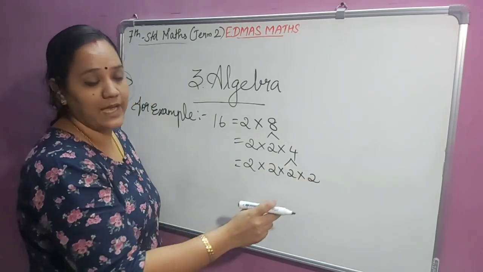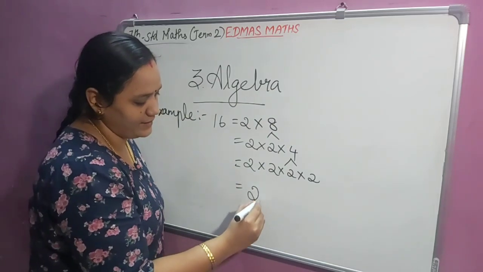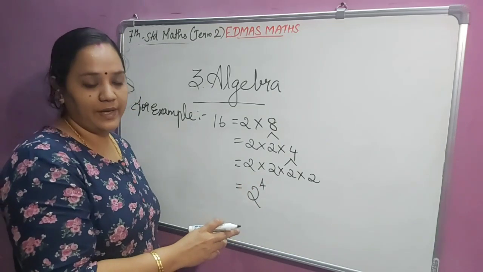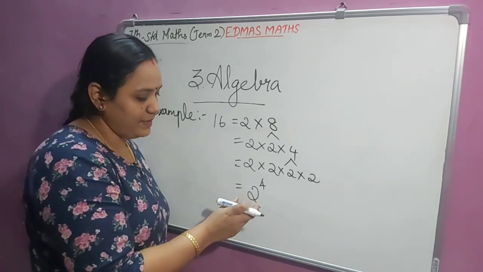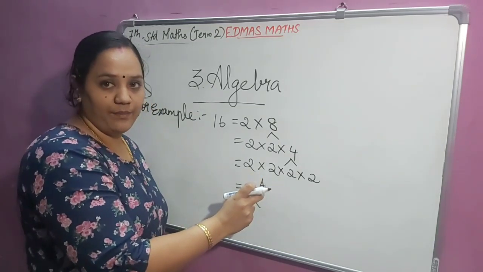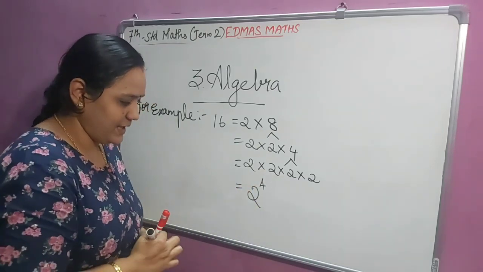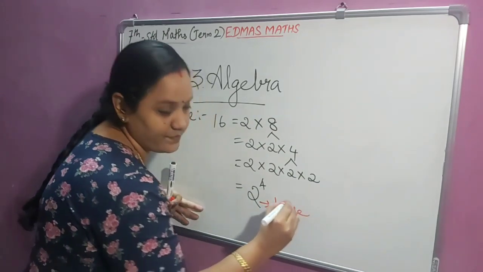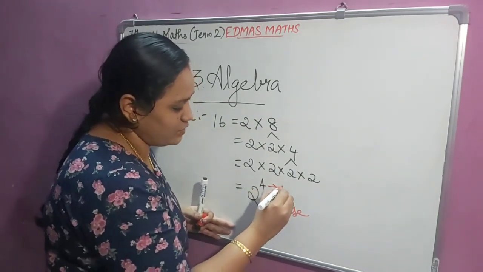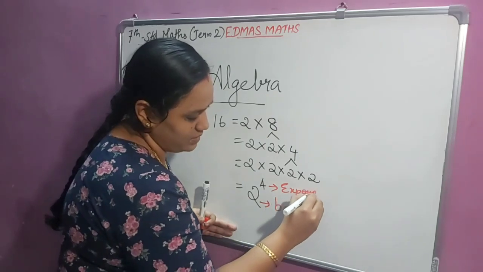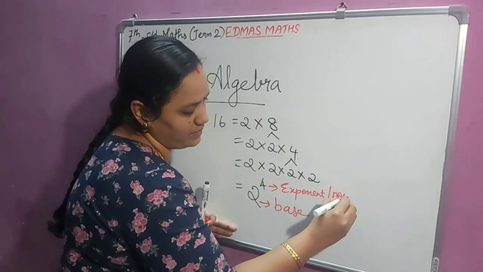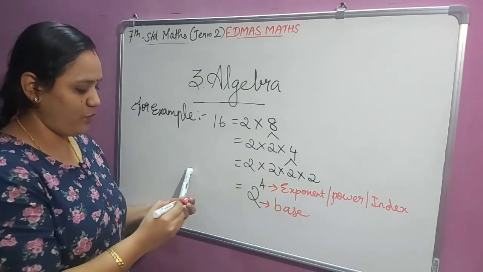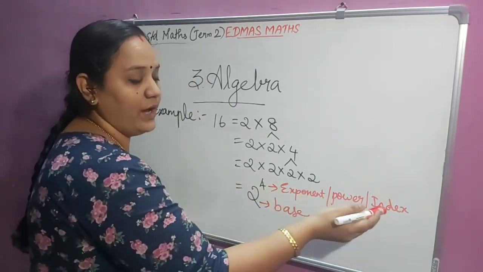Right, so how many 2's do I have? I have four 2's, so I can write this as 2 power 4. Usually for exponents, we write the base number a little bit larger than the power number. So we can say this 2 is our base. This is the base, and this 4 is known as exponent or power or index.